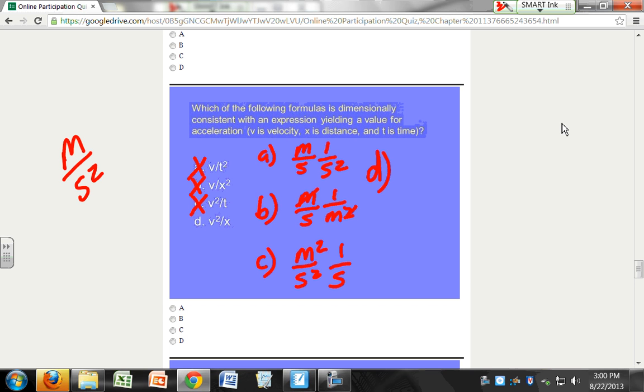V squared over x, that's meters over seconds. V is squared, though, times 1 over meters. So one of my meters cancel. I'm left with meters per second squared. So the answer is D for this one.